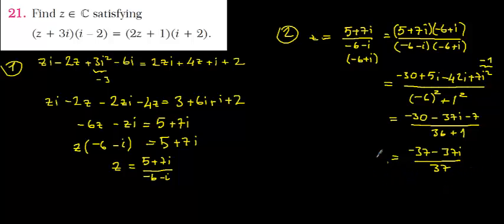If we separate this one, here this is equal to z, of course. If we separate them, z is equal to minus 37 over 37 minus 37 over 37 i. This is the standard form of a complex number, and it should be equal to minus 1 minus i, if we simplify 37 and 37, we are going to find these numbers.